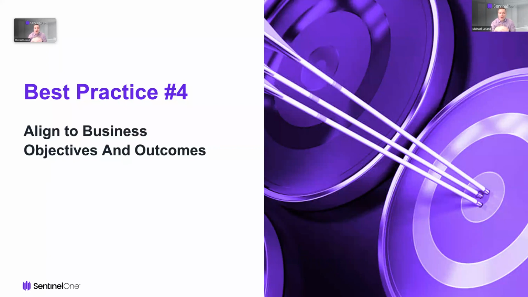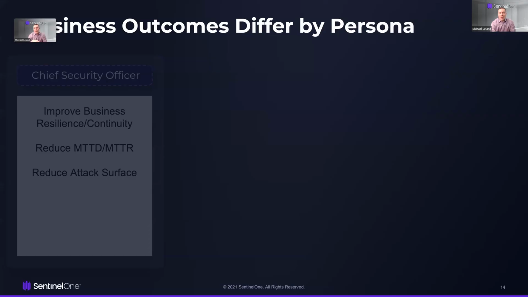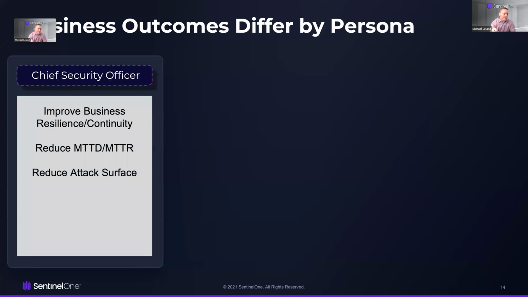Okay, so number 4, it's important that we align what we're looking for in XDR to those business objectives and outcomes. And that's important because there are going to be many stakeholders across the organization that are going to see value in XDR if it's done right. Let's break this down by persona. The first one we always think about is the C-suite, who would see this as a huge advantage in terms of being able to report better KPIs up to the board.